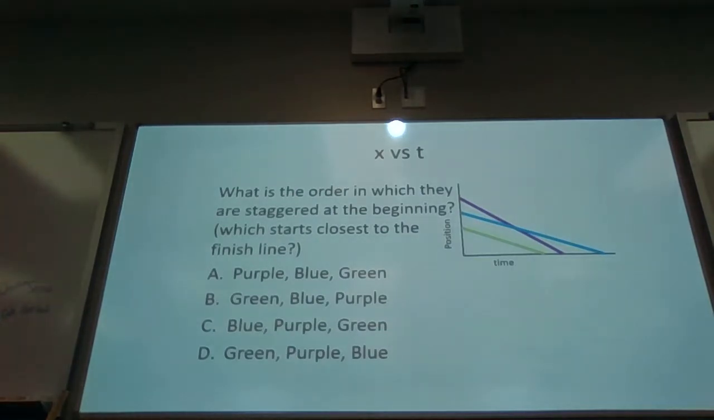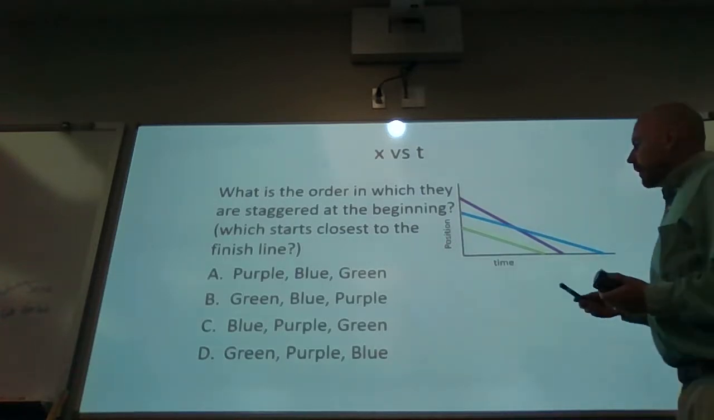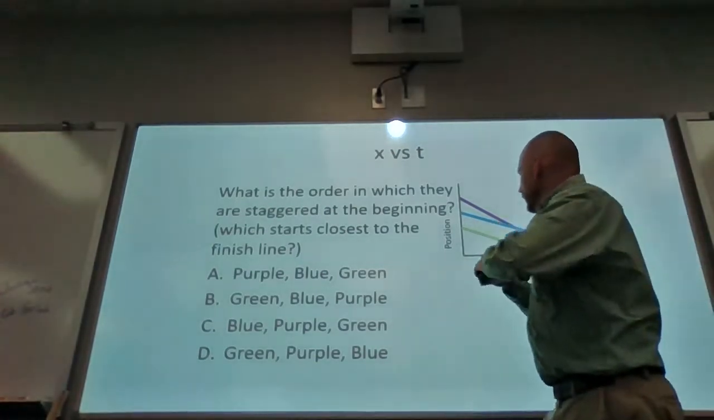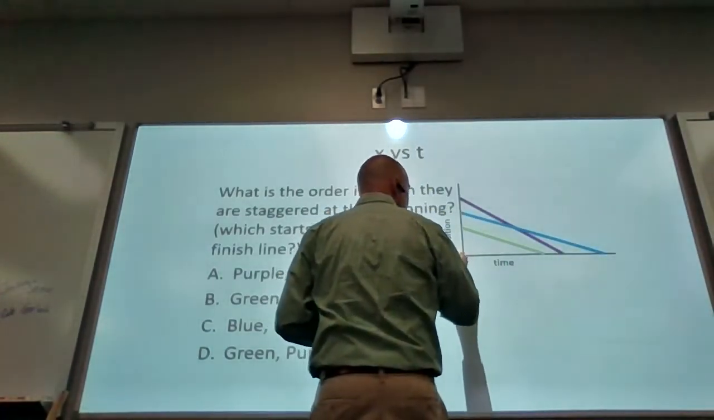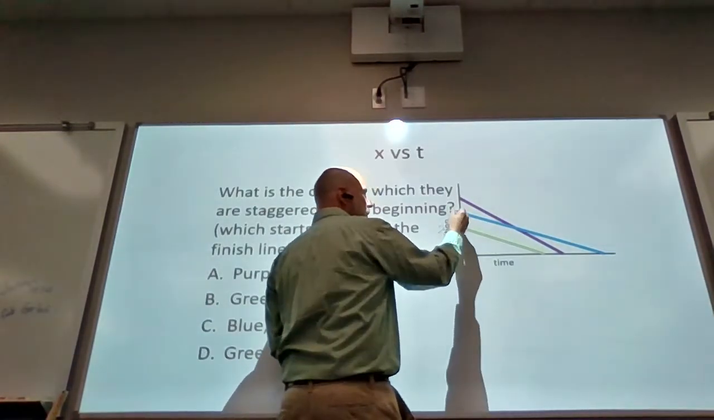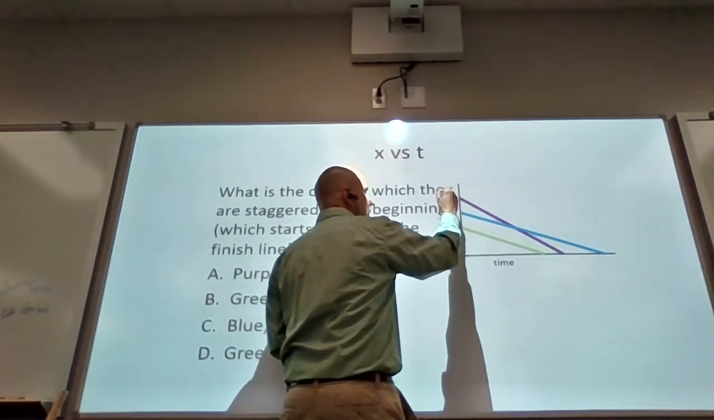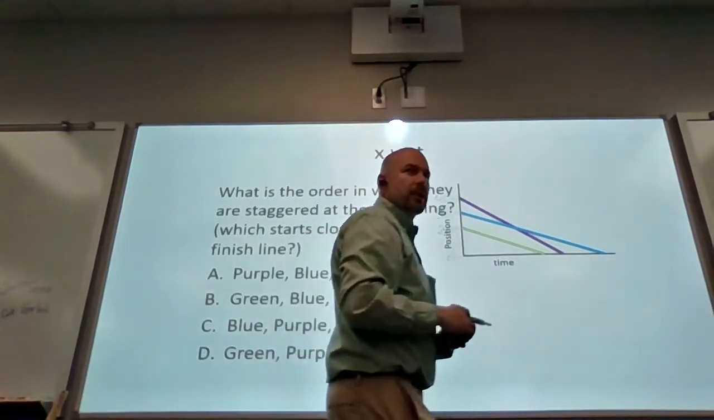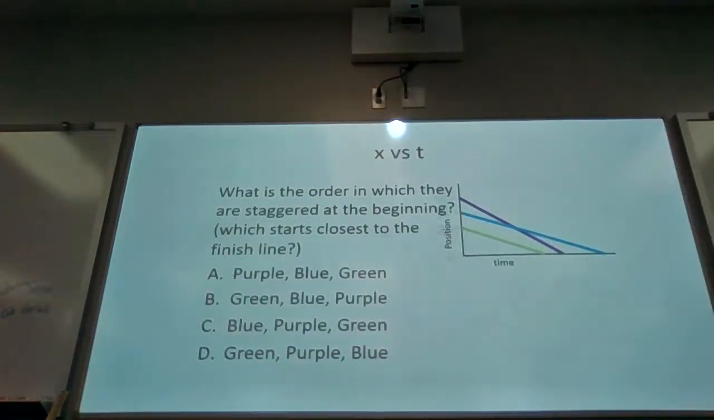Which order do they start in? Which one's closest to the finish line? Pause. Correct answer is B. You can make up some numbers. They all end at 0 at the end zone. This started, I'm making this up, at the 20-yard, 30-yard, and 40-yard. So green starts closest to the end zone.